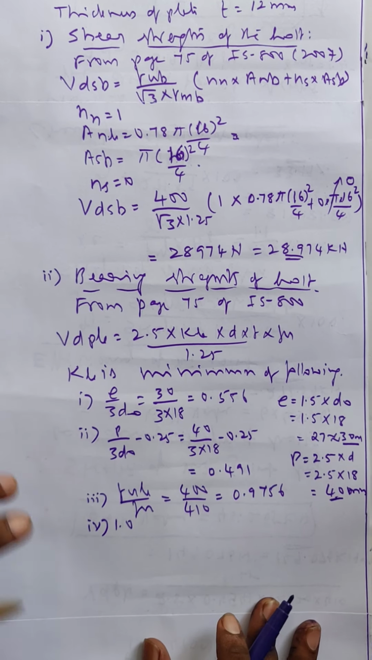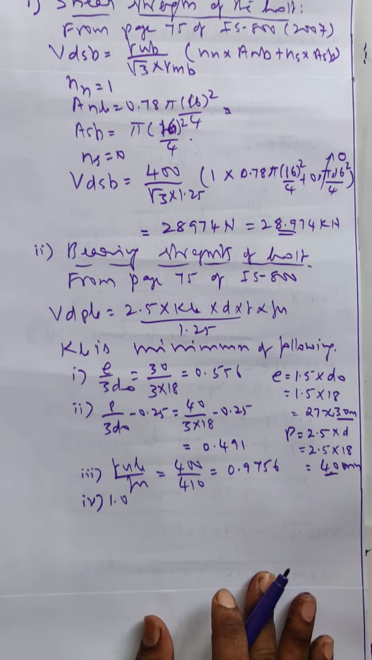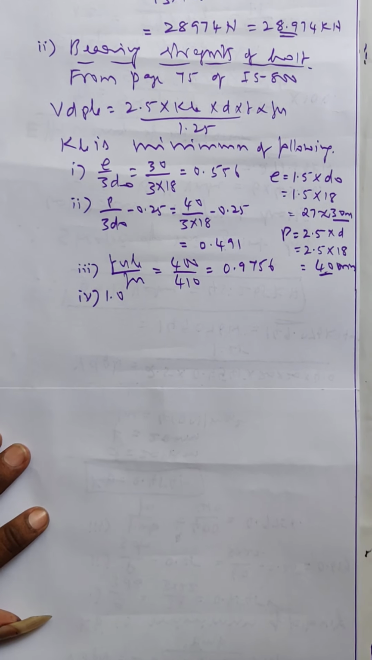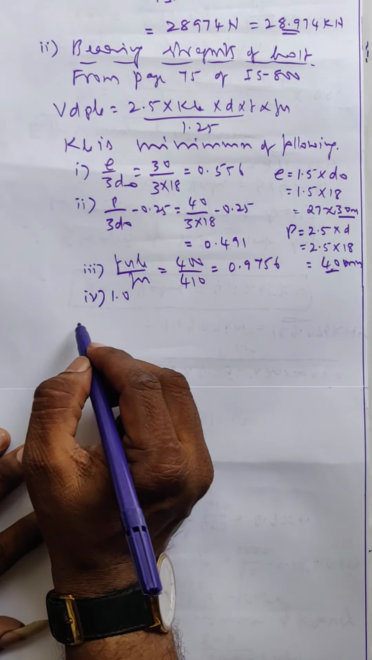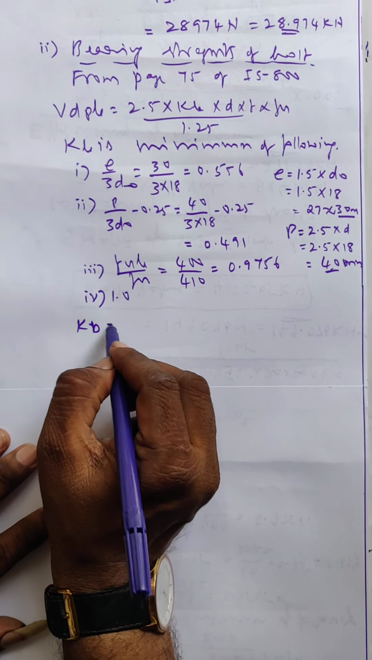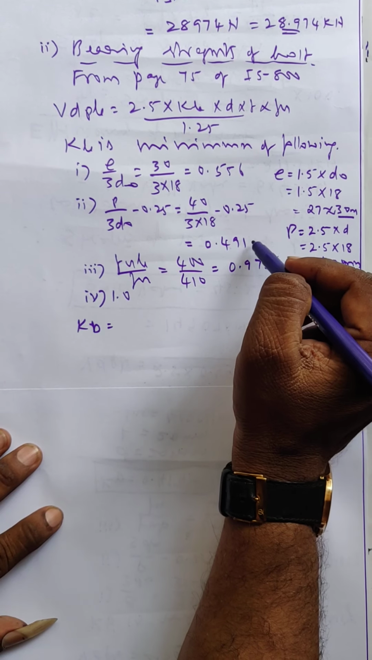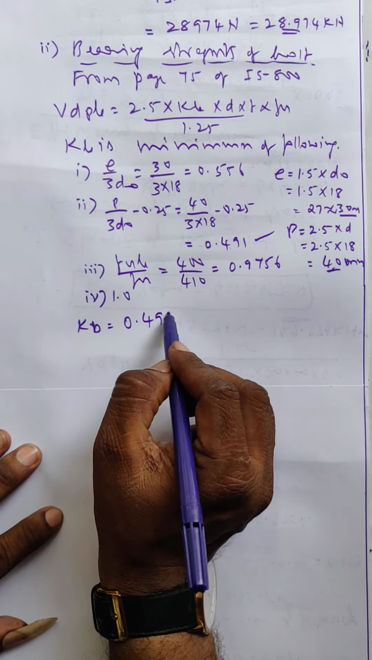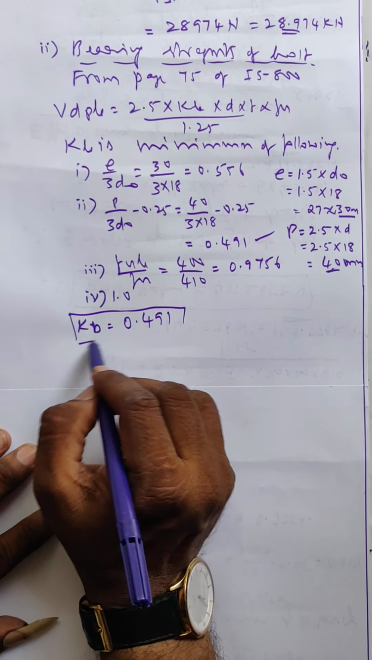Therefore we have to calculate the minimum of these values. Therefore KB equals the minimum, which is 0.491 here. I calculated the KB value.